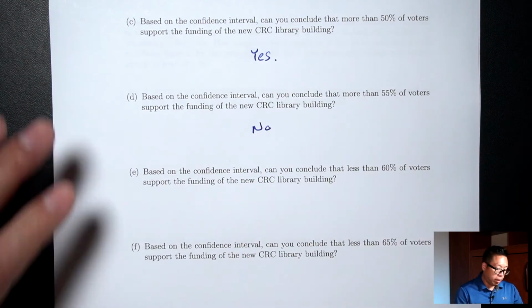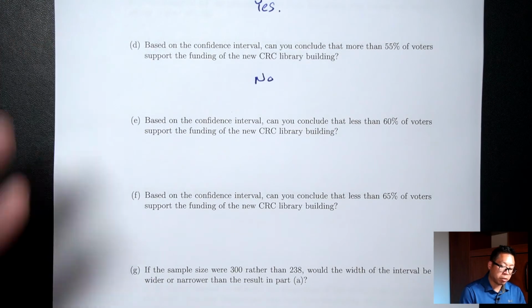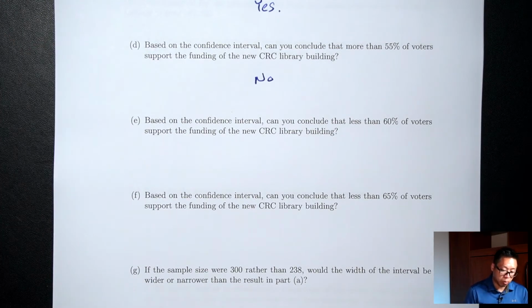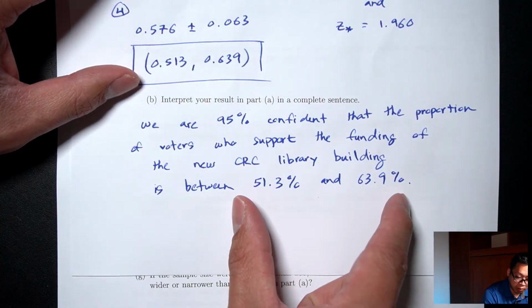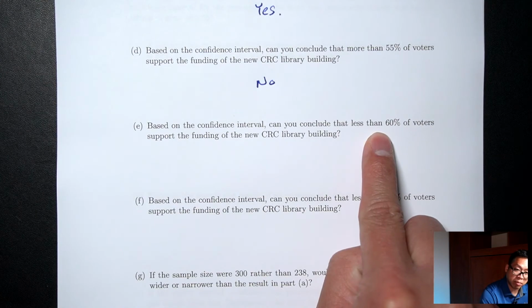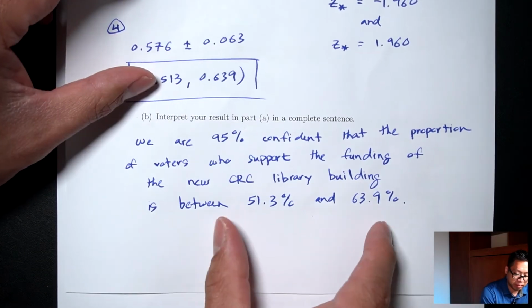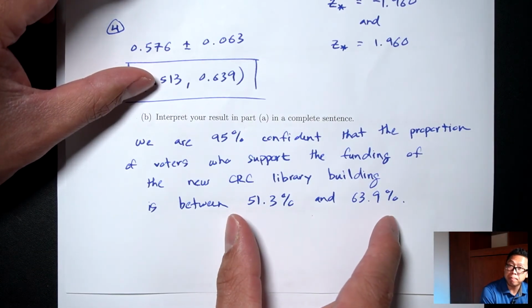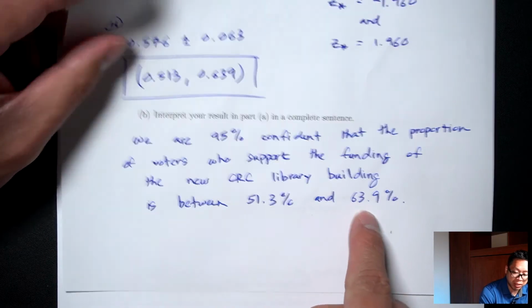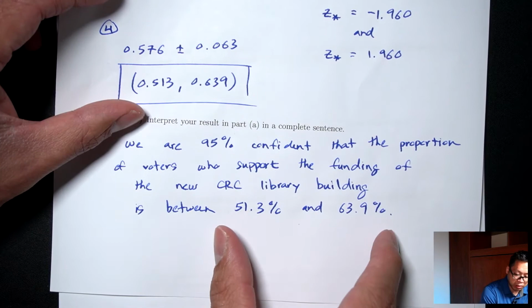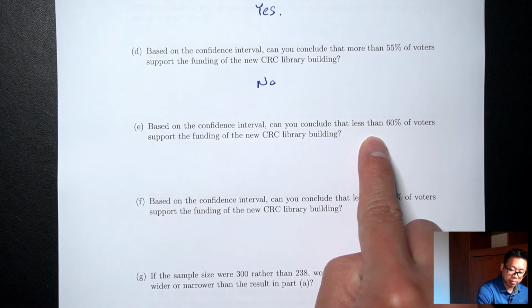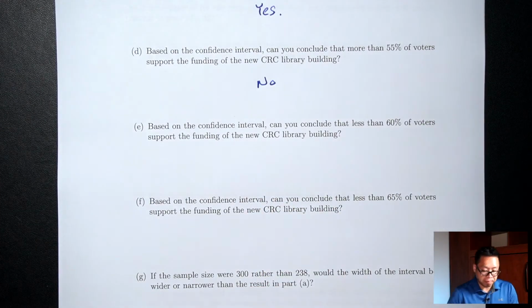Part E. Based on a confidence interval, can you conclude that less than 60% of the voters support the new CRC library building? So looking at our confidence interval, are all of the numbers in our confidence interval less than 60%? No, right? 63.9% is definitely not less than 60. So not every number in our confidence interval is less than 60. It's going to be a no.